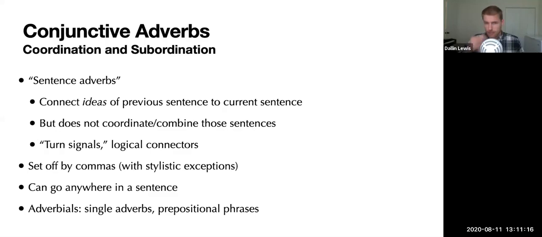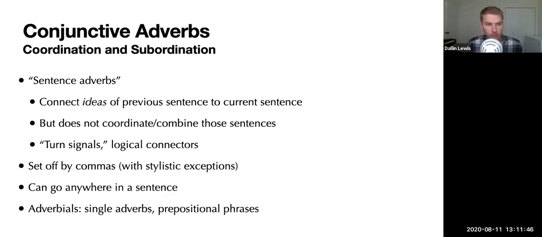They modify the sense or mood of the whole thing. We call them conjunctive, though, because they connect the ideas of the previous sentence with the current one. So they do not combine sentences the way a coordinating conjunction would. Rather, they suggest something like a logical connection between the two. I sometimes call these turn signals when I teach writing because it helps us understand that you are signaling to the reader where you came from and where you are going in this new sentence.